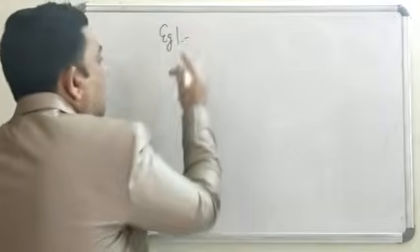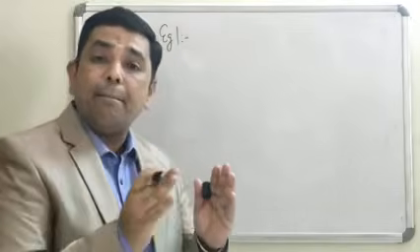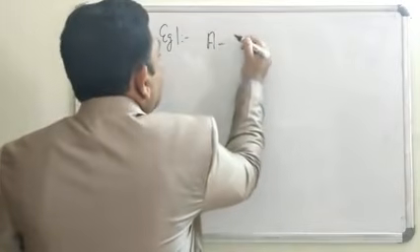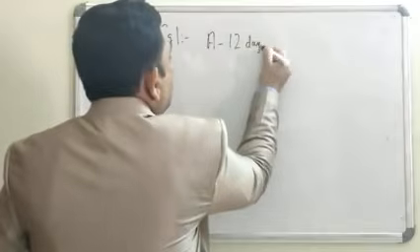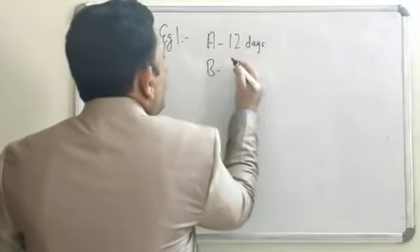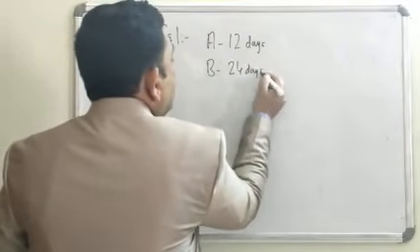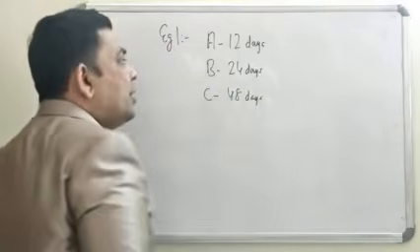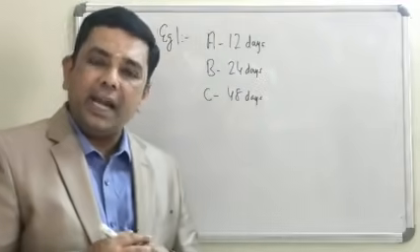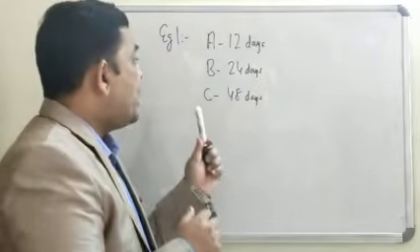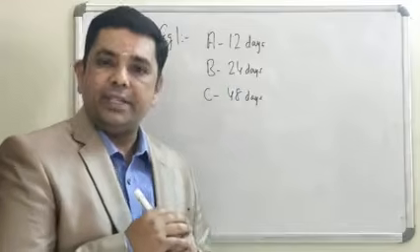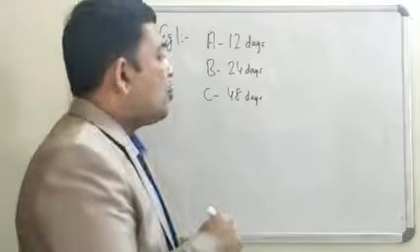So, please look at this example carefully. A can complete a task in 12 days, B can do it in 24 days, and C can do it in 48 days. Alright? Now what is the question?